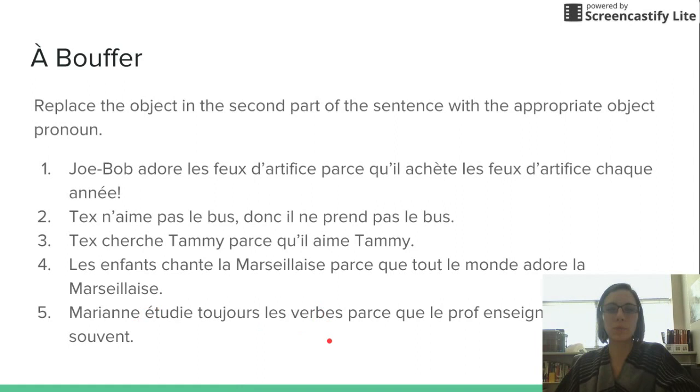And here is your a buffet. Make sure you write these down, the entire sentence in your notes, and bring them into class tomorrow. All you've got to do is replace the object in the second part of the sentence with the appropriate object pronoun. So here we have Jobab adore les feux d'artifice parce qu'il achète les feux d'artifice chaque année. We have les feux d'artifice, that's our object in the first half of the sentence, and it's actually repeated here in the second half of the sentence. So all you need to do is follow the steps to replace les feux d'artifice in the second half of the sentence, and that cleans up your sentence.